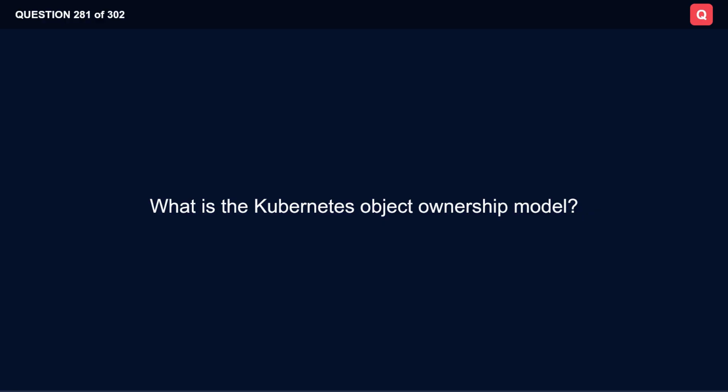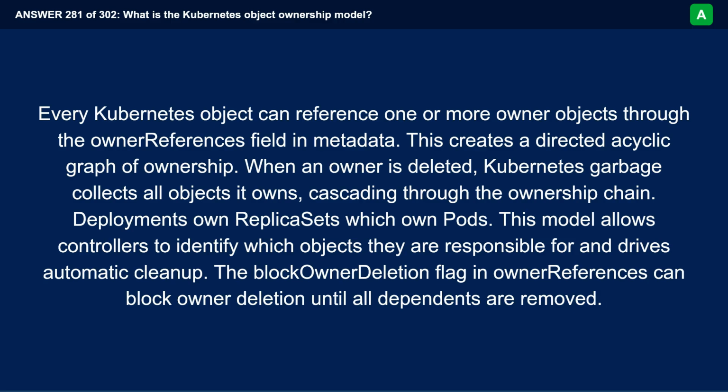What is the Kubernetes object ownership model? Every Kubernetes object can reference one or more owner objects through the ownerReferences field in metadata. This creates a directed acyclic graph of ownership. When an owner is deleted, Kubernetes garbage collects all objects it owns, cascading through the ownership chain. Deployments own ReplicaSets which own pods. This model allows controllers to identify which objects they are responsible for and drives automatic cleanup. The blockOwnerDeletion flag in owner references can block owner deletion until all dependents are removed.